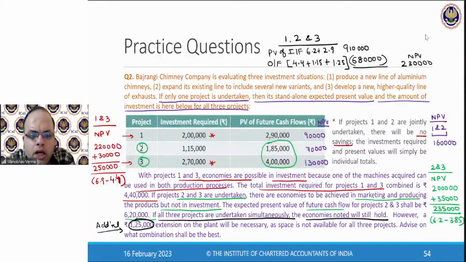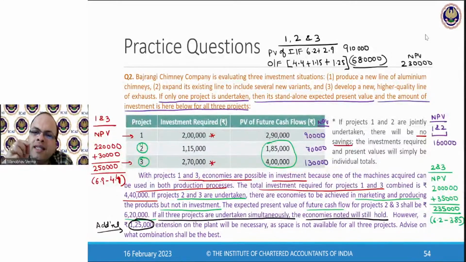Alok, if all the projects are undertaken, the question says that economies noted will still hold, right? There were two economies we mentioned earlier. As far as outflow was concerned, there was some economy in 1 and 3. Instead of 470, it was 440. And as far as inflow is concerned, there was economy in 2 and 3. Instead of 585, we have 620. So we have noted down that economy.